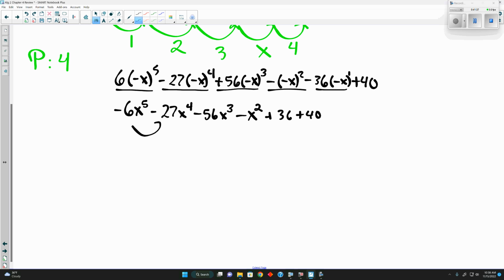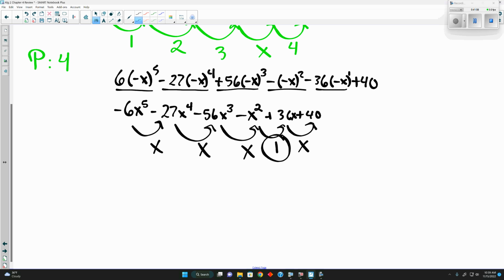And again, we count the number of sign changes from term to term. From the fifth to the fourth, negative, negative, no. Fourth to the third, no. Third to the second, no. Second to the first, yes. And from the first to our constant, so the most negative solutions we can have is 1. Okay.